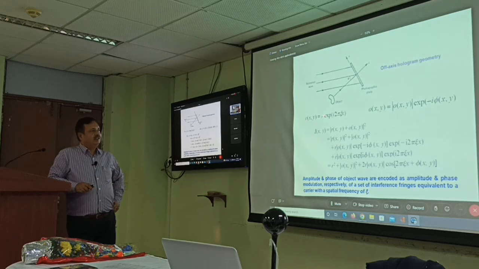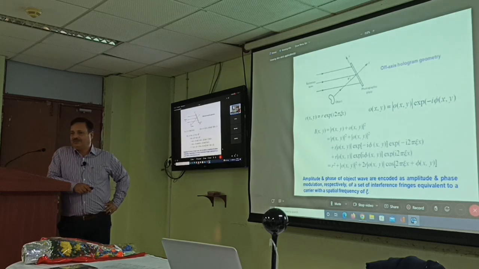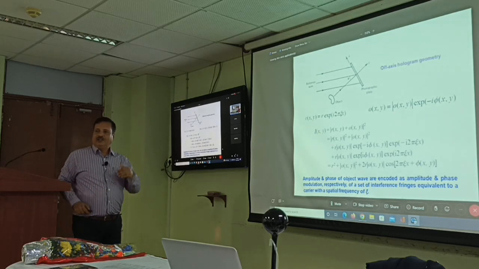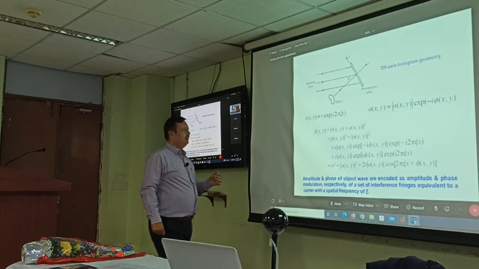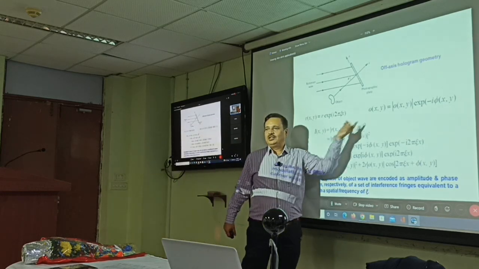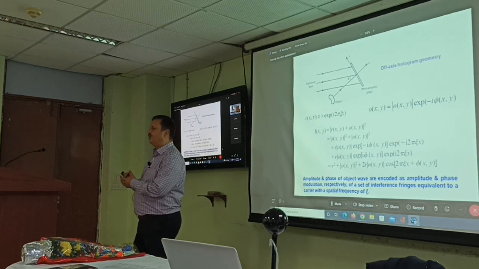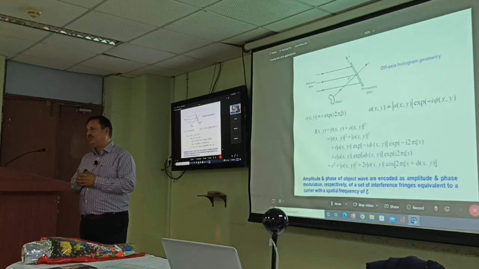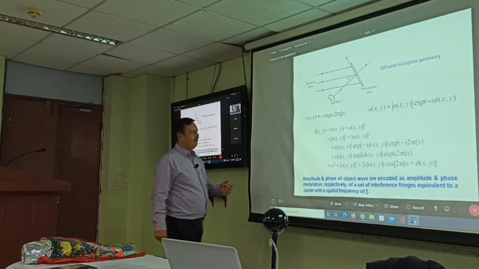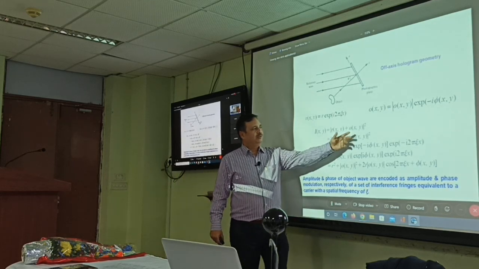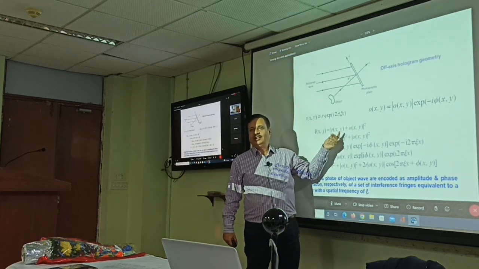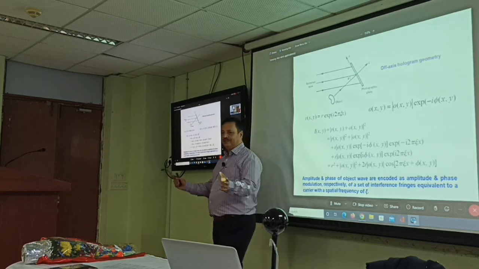So this is how we represent the simple plane wave reference beam. This represents the object wave. For recording the interference, we have R(x,y) plus O(x,y), and you take the mod square of that. What you record is the intensity, so it is basically the mod square. You can write the same thing as R(x,y) plus O(x,y) multiplied by the conjugate of R(x,y) plus O(x,y).